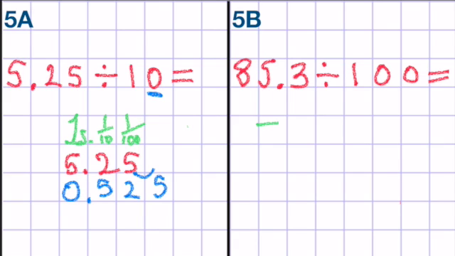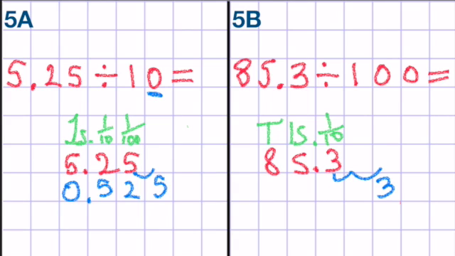This time we have tens, ones, and a tenth. So we'll put 85.3. The digits are going to move 2 places right. 3 goes here, 5 goes here, 8 goes here, 0.0. So it's 0.853.